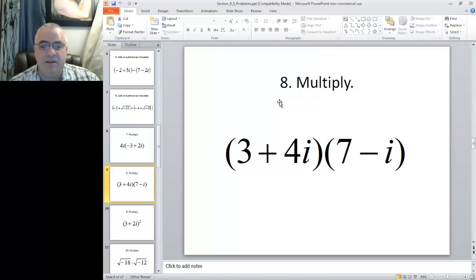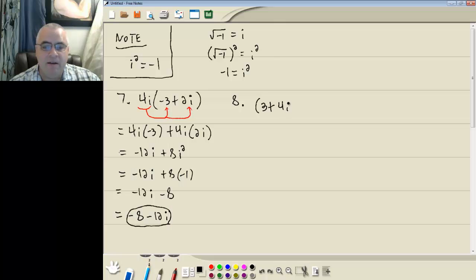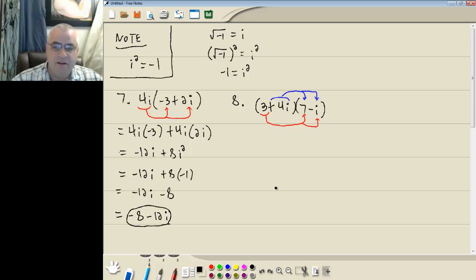We've got 3 plus 4i times 7 minus i. Now, again, think of the i's instead of being imaginary. Think of them as a variable for now. We would FOIL this, multiply everything together. So we're going to take this 3 here and multiply it times the 7 and times the negative i. And we'll take the 4i and multiply it times the 7 and times the negative i. So we take each term over here times every term in the second set of parentheses.